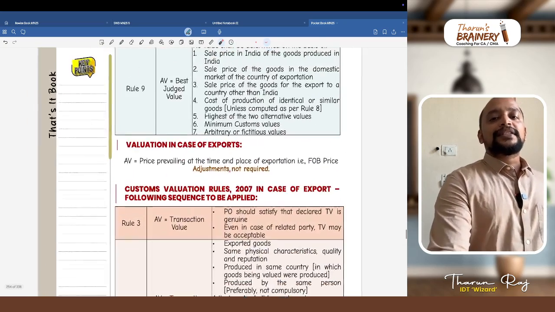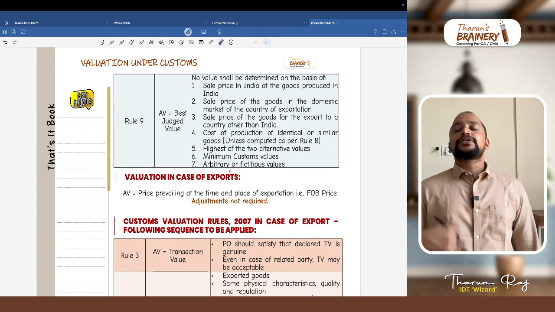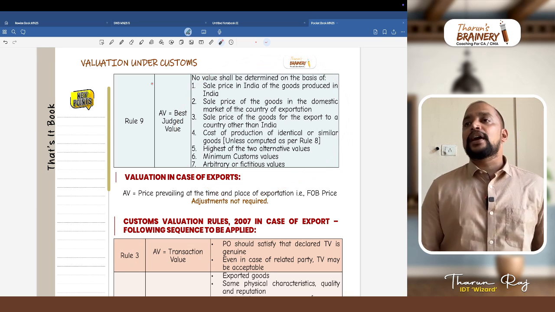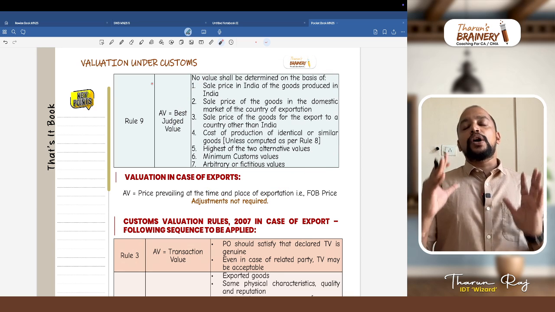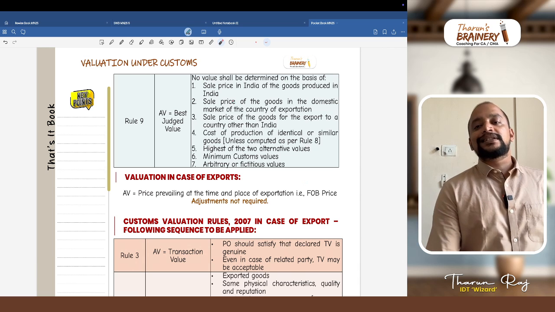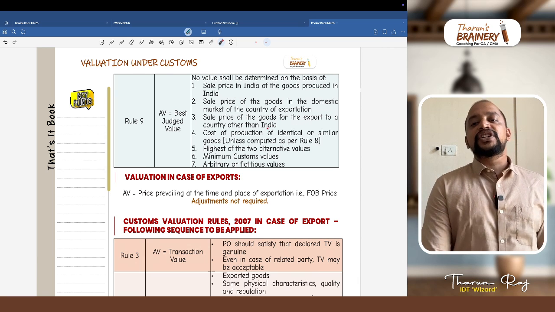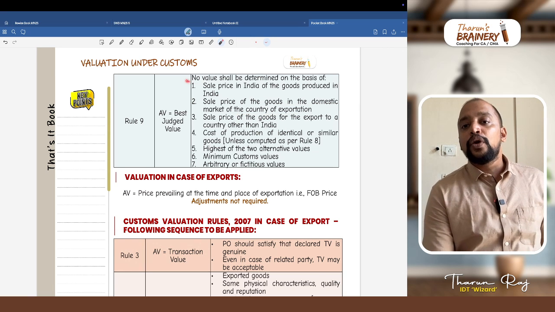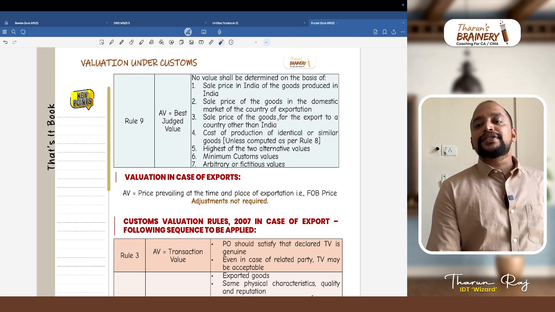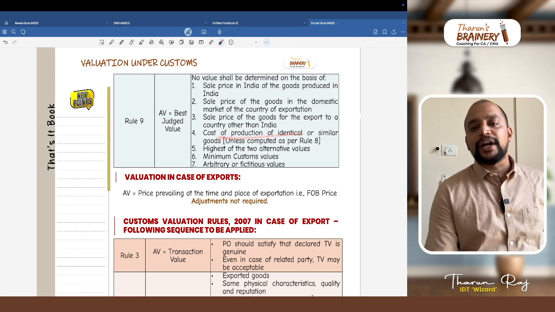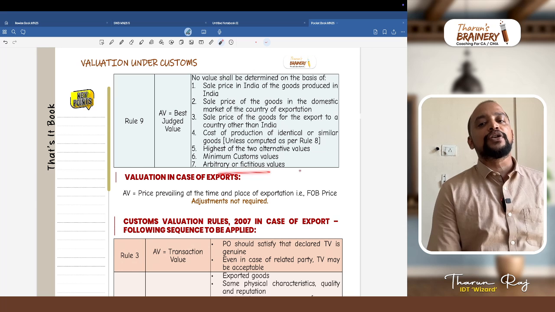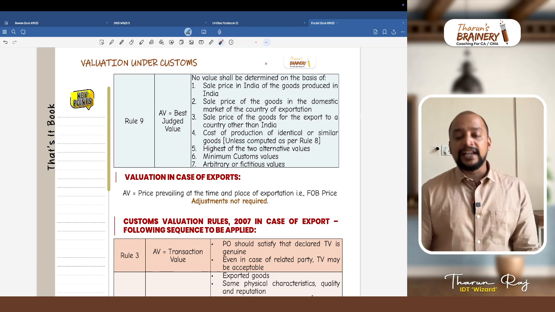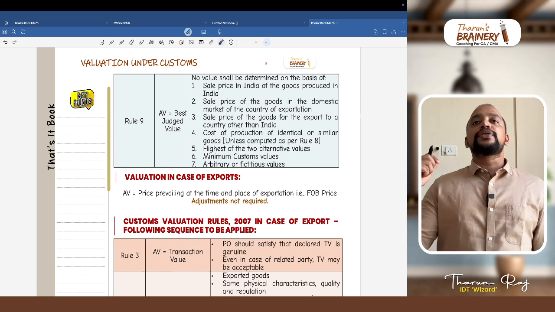Then rule 9: assessable value is based on best judgment assessment. That is a value determined by the customs officer. But while determining it, the customs officer cannot just randomly take a value. They have to determine how the value has been ascertained. Just the sale price in India cannot be taken as best judgment value. Sale price of the goods in the domestic market of the country of exportation cannot be taken. No value shall be determined on the basis of this. Sale price of the goods for export to a country other than India, cost of production, highest of two alternatives, minimum customs value, arbitrary values: these things are not required. But what you need to know is that they cannot determine it just like that; they need to ascertain the value scientifically using the principles of valuation.